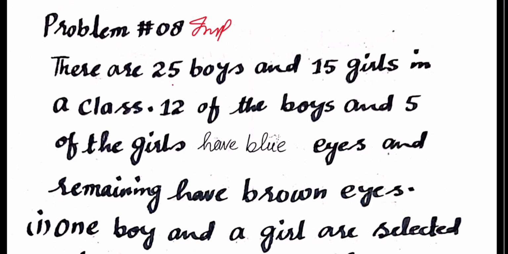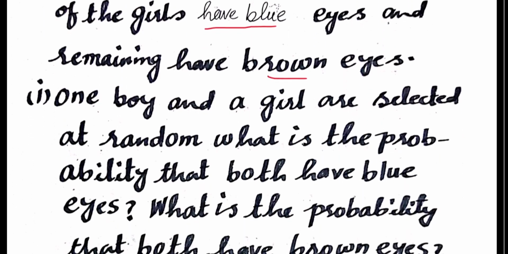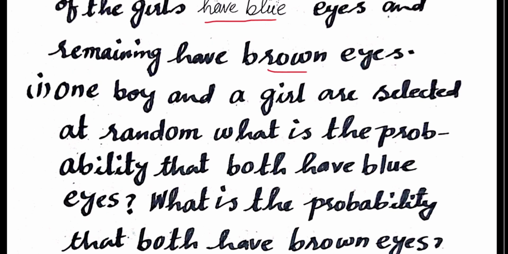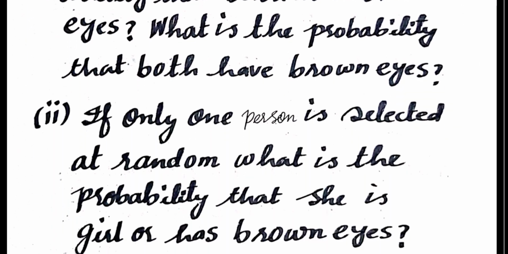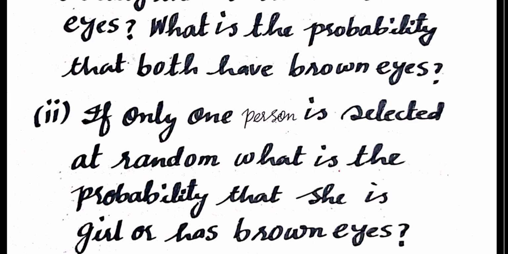This problem says there are 25 boys and 15 girls in a class. 12 of the boys and 5 of the girls have blue eyes and the remaining have brown eyes. One boy and a girl are selected at random. What is the probability that both have blue eyes? What is the probability that both have brown eyes? If only one person is selected at random, what is the probability that she is a girl or has brown eyes?